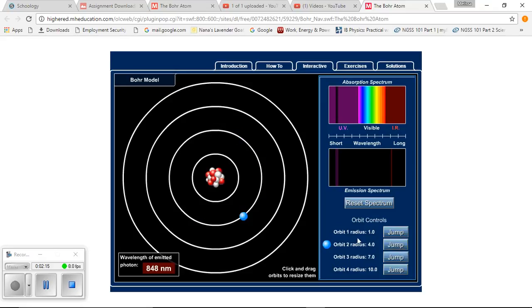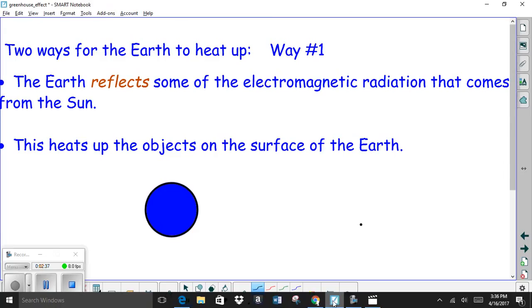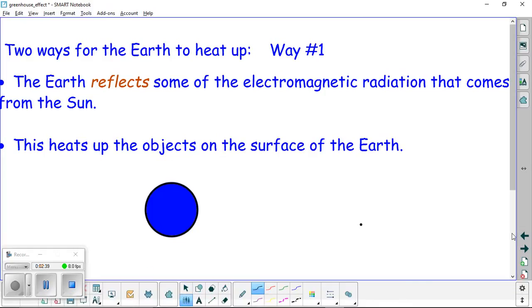I can also play around with this simulation and change my radii. And if I change the radii of the energy levels, I can find photons that are in the visible light spectrum, which is how we get colors of light. So this is how photons or electromagnetic energy is created. It's the bouncing of those electrons between energy levels.